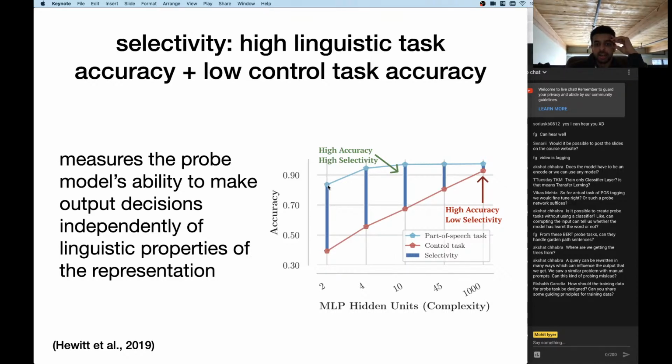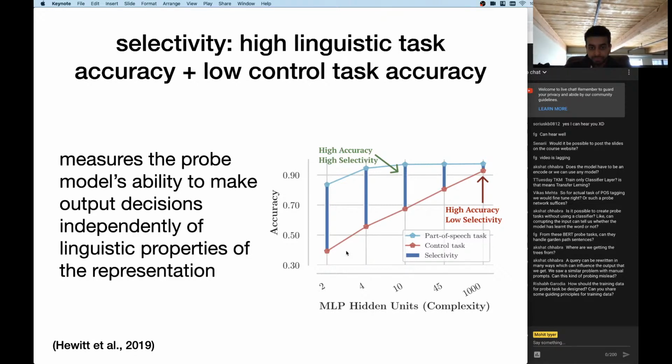If the probe classifier only has 2 hidden units, the accuracy in part of speech tagging is above 80%, so it's not that bad. But the accuracy in this control task is around 40%. So the gap here is very big, which indicates that the part of speech information is easily accessible here, and even with a very simple probe, we're able to pick up on it. Whereas this random grouping cannot be learned from this probe network because it's too small and not powerful enough.